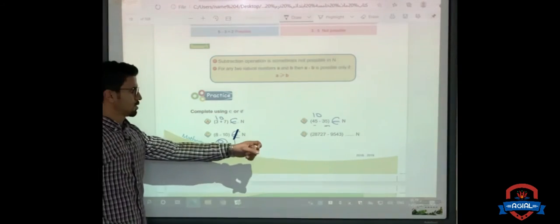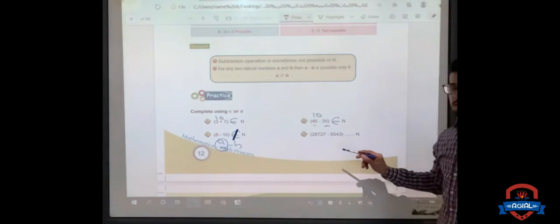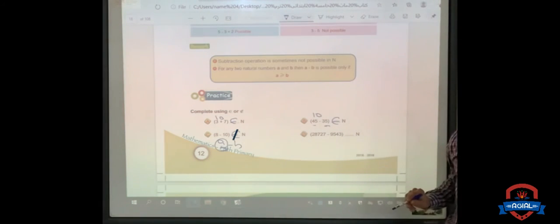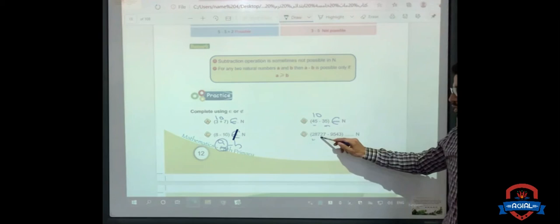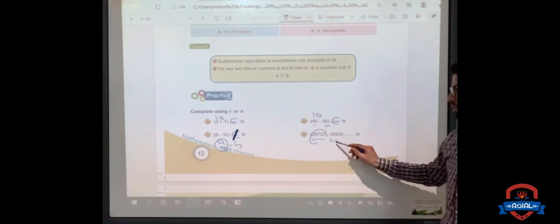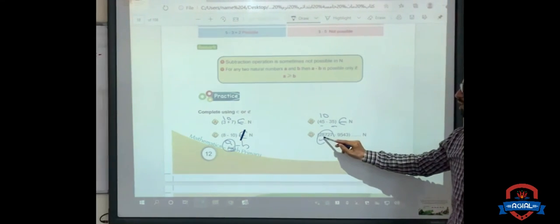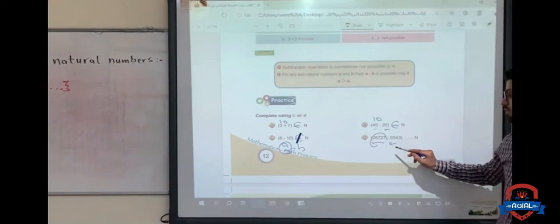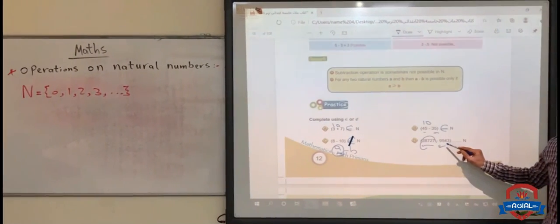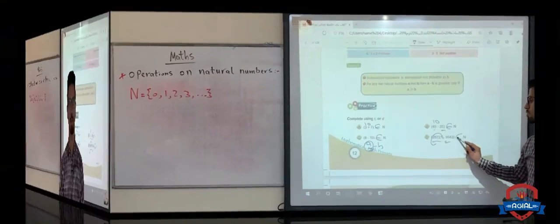And in letter D we have 28,727 minus 9,543. For any two numbers a and b, a should be more than or equal to b, and now a is more than b, because 28,727 is more than 9,543, so this belongs to N.